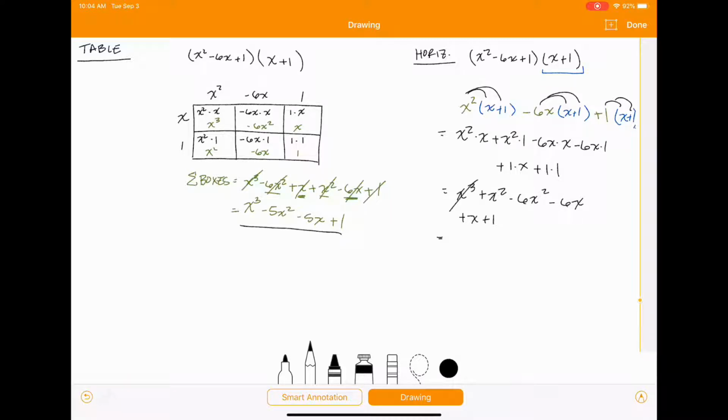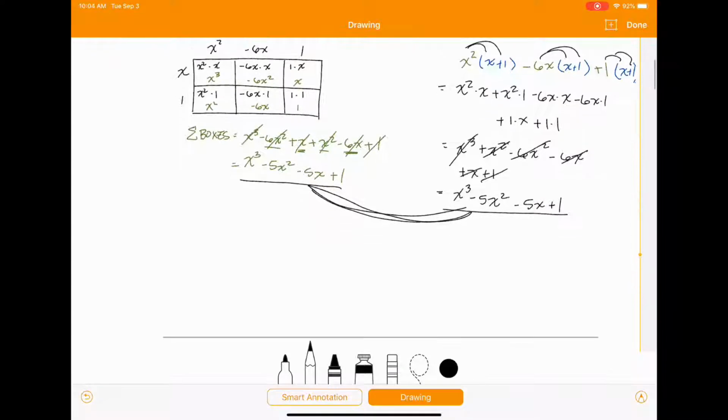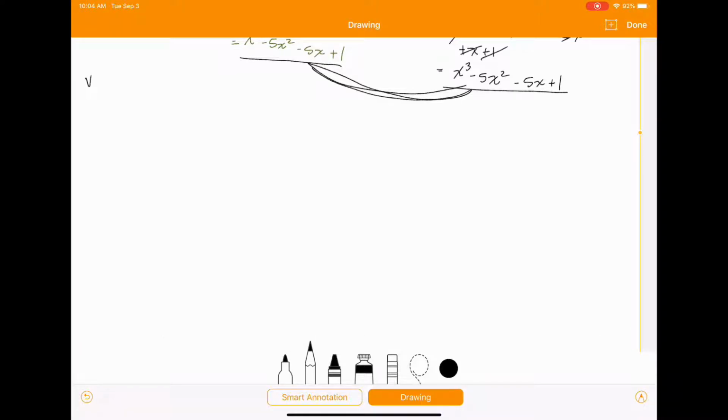So we only have one x cubed, so go ahead and cross that out. For x squared, we've got minus 6x squared plus x squared, so minus 5x squared. Minus 6x plus x is minus 5x, plus 1. So we've got all of our terms. Again, that's going to be your solution, and as you can see, those match up and are the same. All right, so now let's go ahead and talk about the vertical method for multiplying.